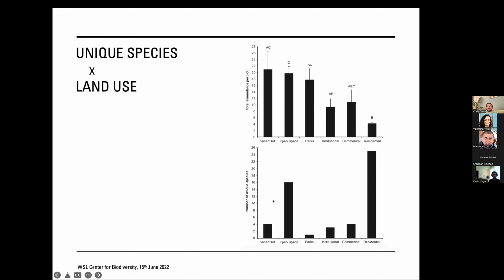When it comes to the number of unique species, there was a lot of variability in composition from one location to the next. People seem to really have a lot of different ideas on what it is that they would like to plant.